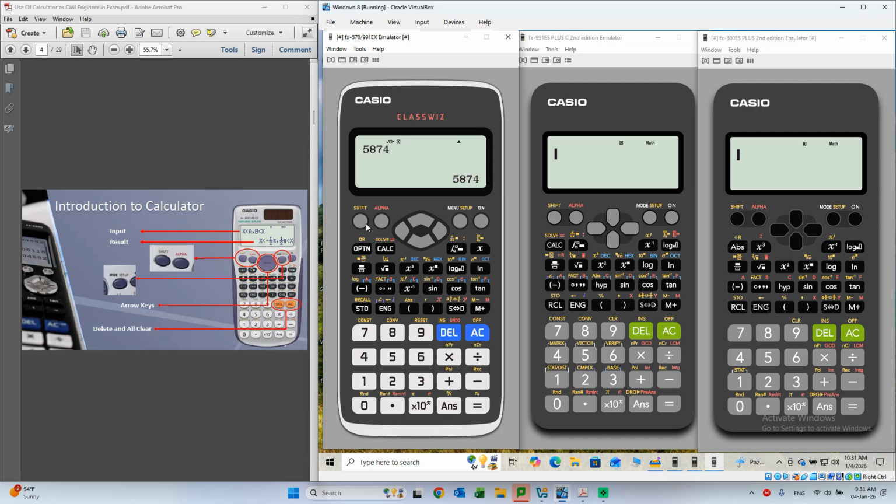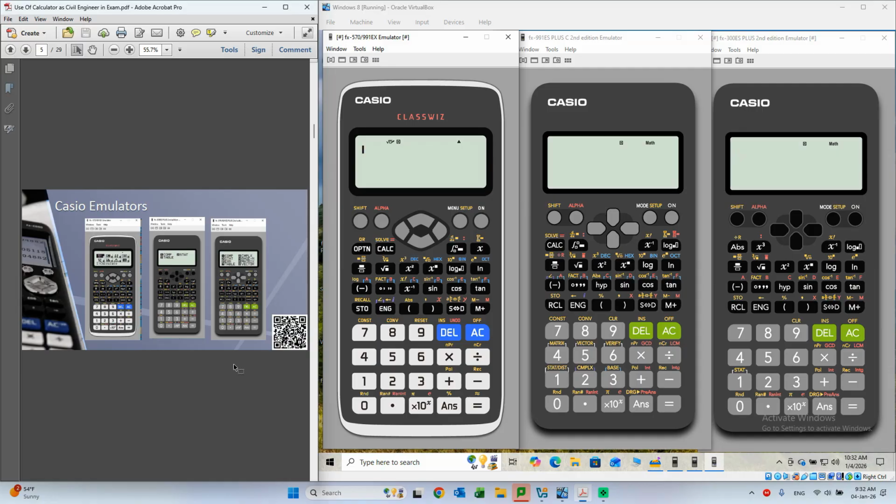Those are 2 keys that allow you to choose the function within the calculator. Then there's this part here, menu setup, or mode setup. Basically we go into the calculator and change the mode of the calculator for a different calculation. Then we have the arrow keys, which are usually used to go between the calculations that we have. And then we have delete and AC, all clear, the 2 buttons here. That's common between them, plus the numpad we have here.